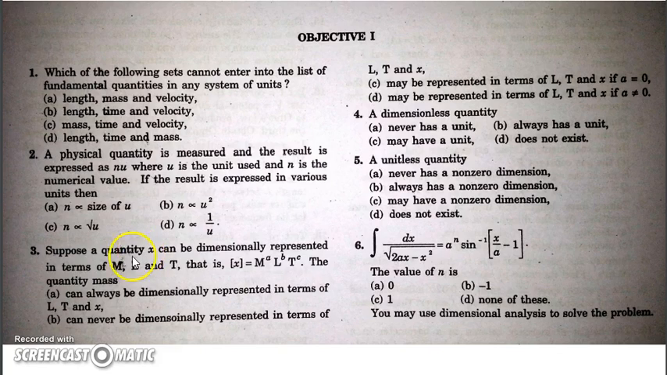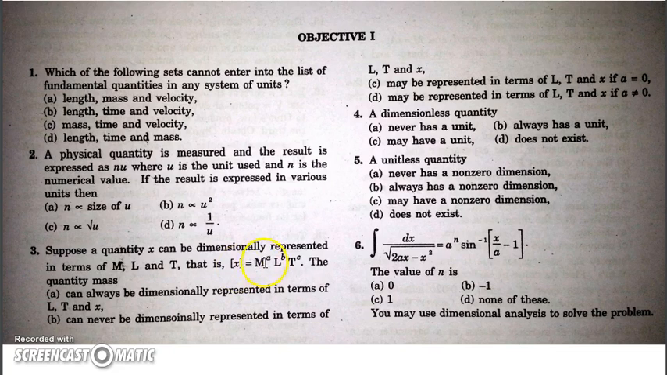Okay. In the next question, there is a quantity x which is represented in terms of m, l, t with their powers as a, b, c. We have to find which of the following statements is correct. So the quantity m can be defined in terms of x, l and t only and only when a is not equal to 0. Then only x will depend on m, or m can be expressed in terms of x. Listen very carefully.